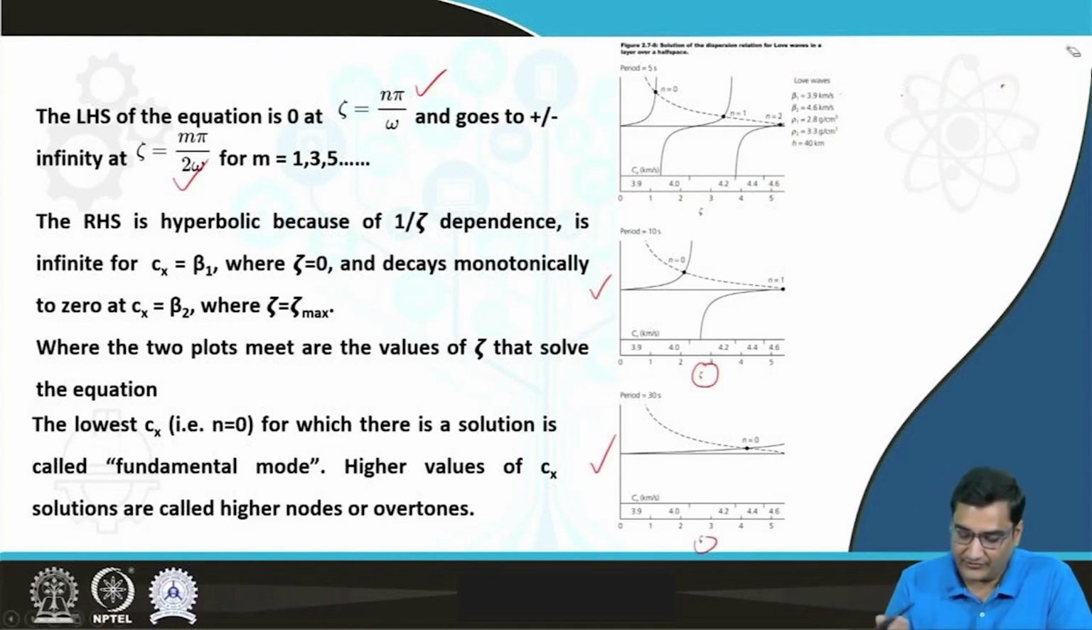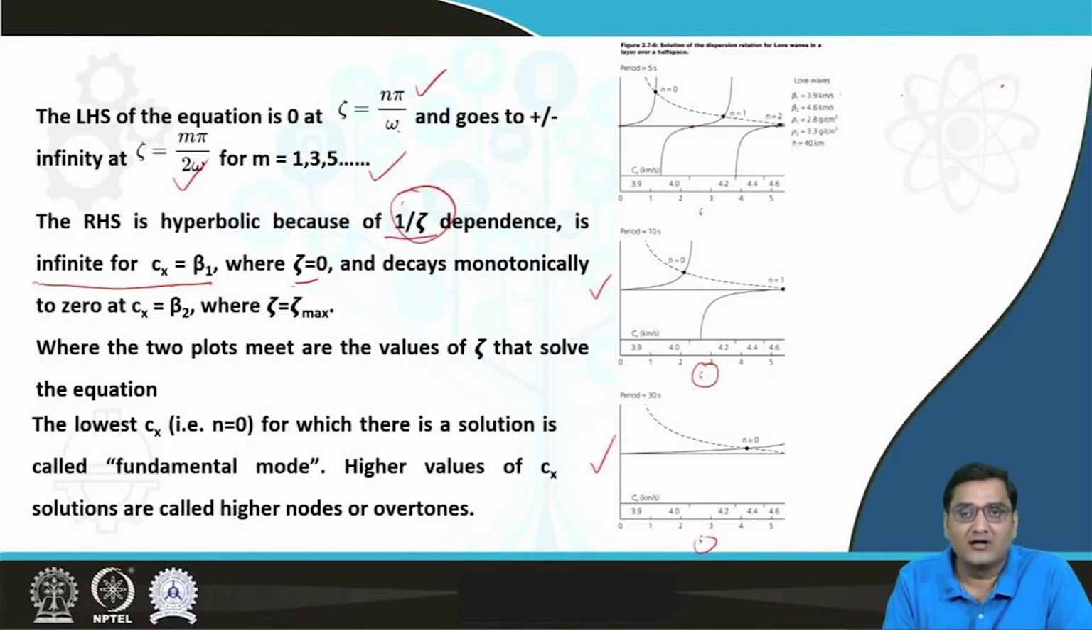As I told you, when zeta is equal to n pi by omega, the tangential curves will be 0. So these are the 0 values here, and it will have plus minus infinity values when zeta is equal to m pi by 2 omega, where m is an odd number. Likewise, if you look at the RHS, it is the hyperbolic curve, which depends upon the 1 by zeta value, and its value will be infinite when the apparent horizontal velocity is equal to beta 1, and at that same point the zeta will also be 0.